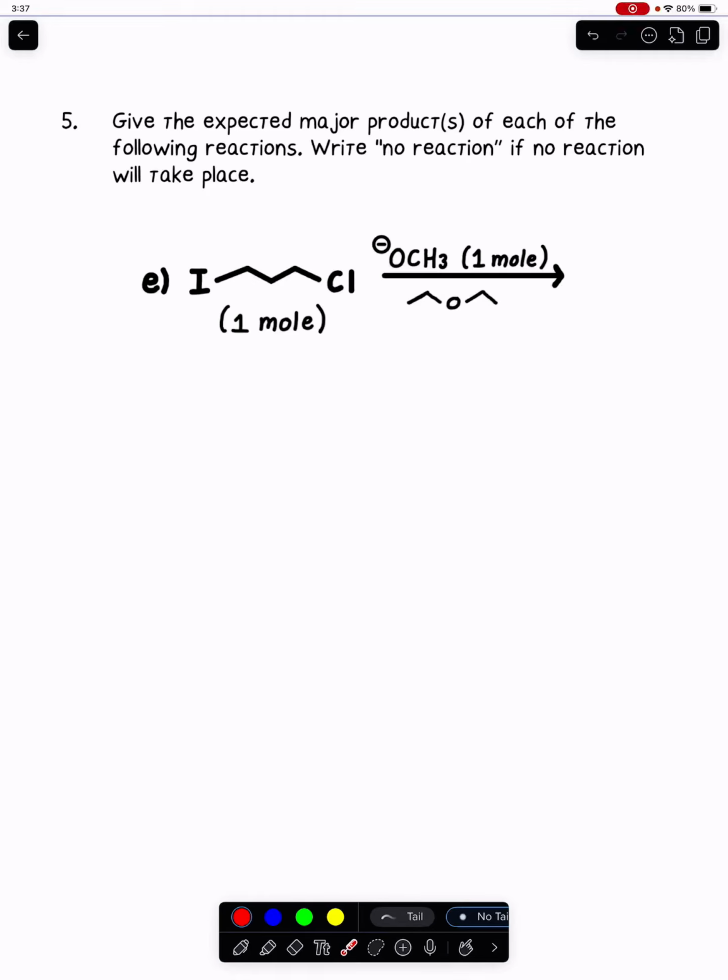In this example, you're being asked to predict the major product or products of each of the following reactions, and if no reaction takes place, you should write no reaction. So just like I said in the previous examples from this question, we're in lecture 14.